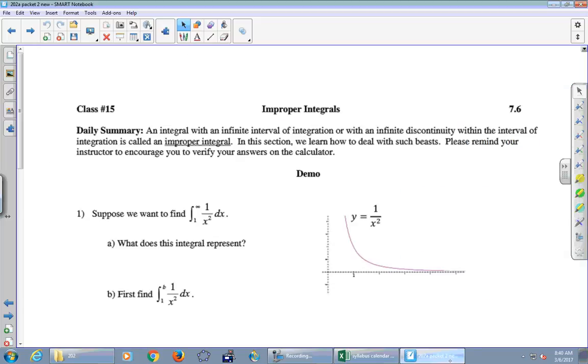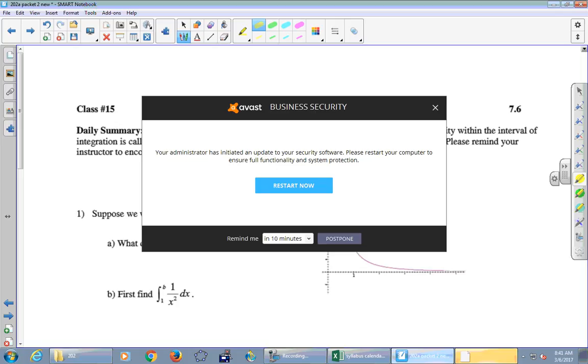Okay, so here we are at the top of page 18. An integral with an infinite interval of integration. Let's just pause. That's a lot of words. For example, this guy right here, an infinite interval of integration. In this case, integral from 1 to infinity. That's something we have not seen.